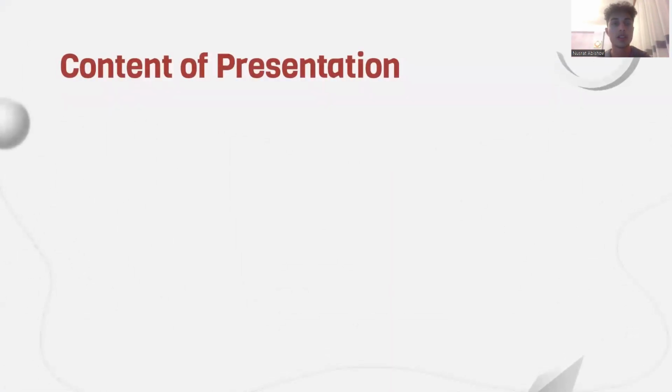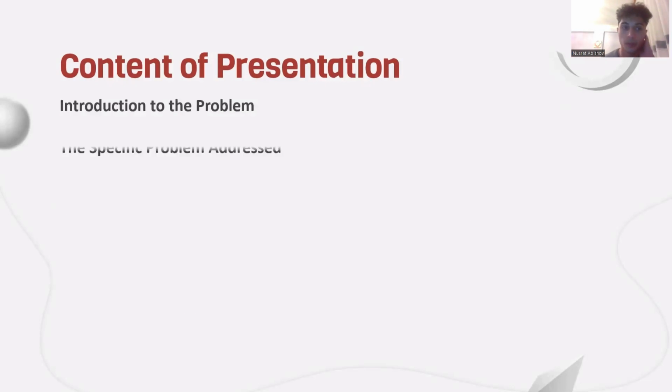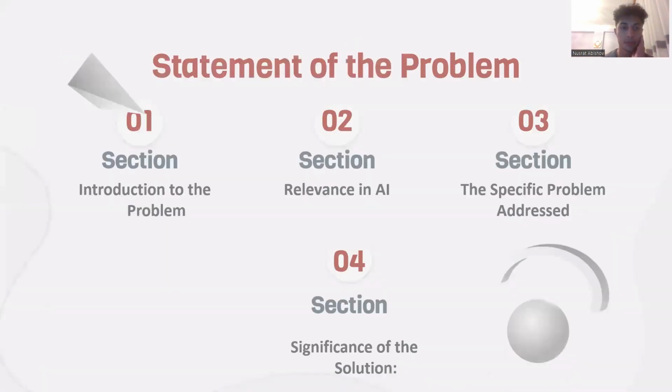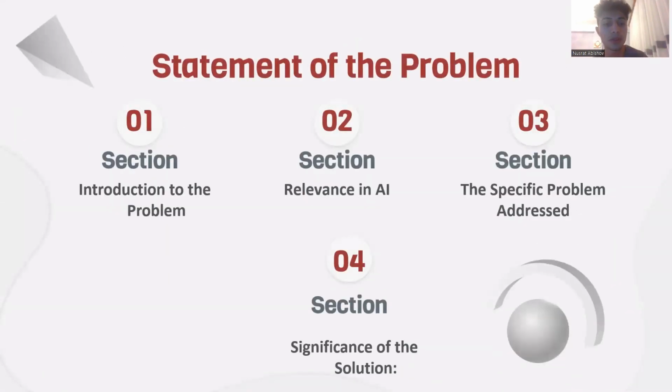Let's have a look at the content of our presentation. We will have an introduction to the problem, the specific problem addressed, and a demonstration with an explanation of the code. In the statement of the problem, we will cover relevance in AI, the specific problem addressed, and the significance of the solution. So let's talk a little bit about each of them.